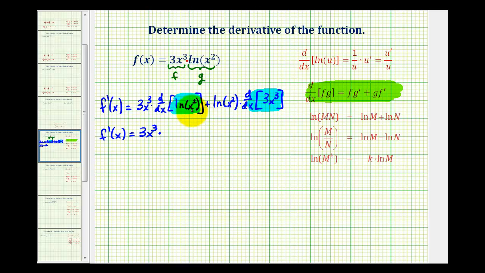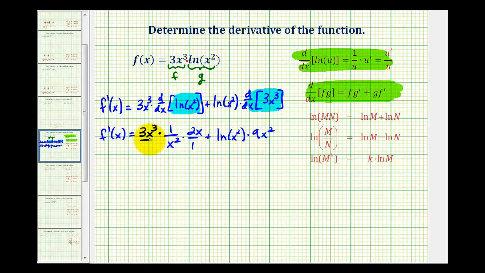This is going to require the chain rule where u is equal to x squared, and that formula is given here if you need the review. So the derivative is equal to 1 over u times u prime, or 1 over x squared times 2x. This is the chain rule. I'm going to go ahead and put this over 1 plus natural log x squared times the derivative of 3x cubed, which would be 9x squared.